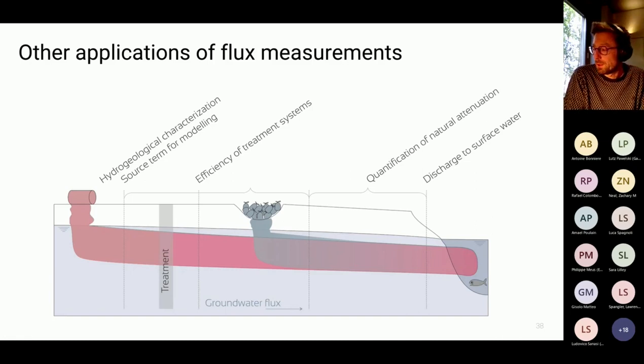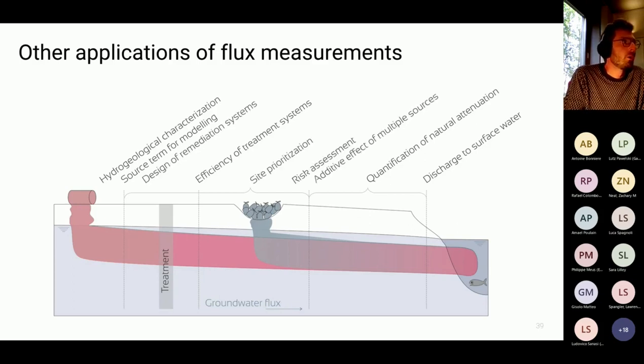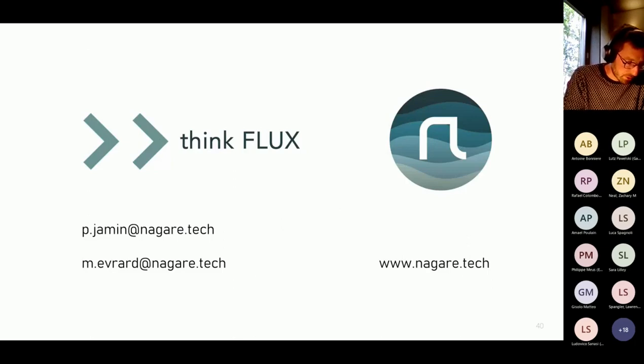For example, we did a case with an impermeable barrier, and we performed flux measurement prior and after the installation of the barrier to verify that the groundwater fluxes were properly lowered. You can also use it to design remediation system, to, of course, do risk assessment. You can also use it for a complex site where you have multiple sources, because you can add mass discharge. You cannot add concentration, but you can add mass discharge. And so, of course, there is a lot of other application.